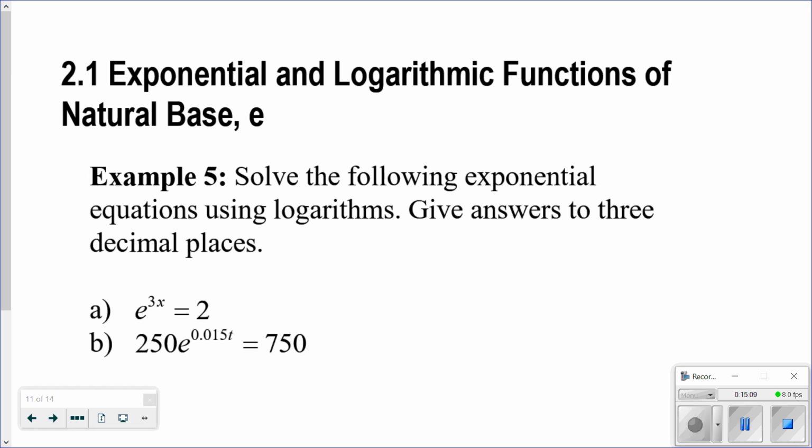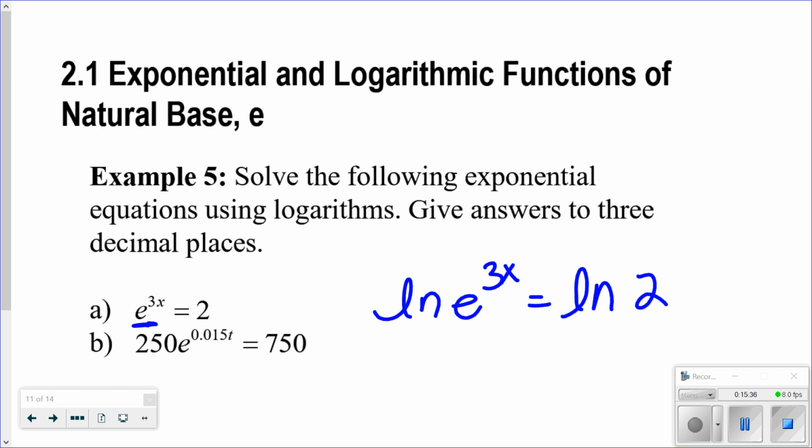So the first thing we want to make sure we do is have our exponential isolated on one side. In this one, the thing raised to the exponent is isolated. We said the opposite of e is natural log, so what we're going to do is apply a natural log on both sides. So I have natural log e to the 3x equals the natural log of 2. We're not worried about the natural log of 2. Our calculator will find that for us.